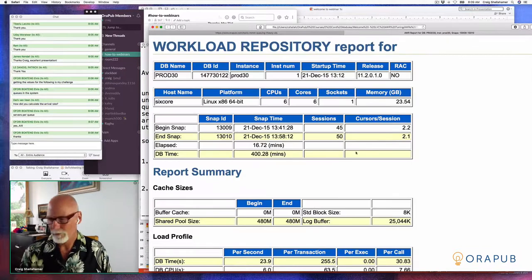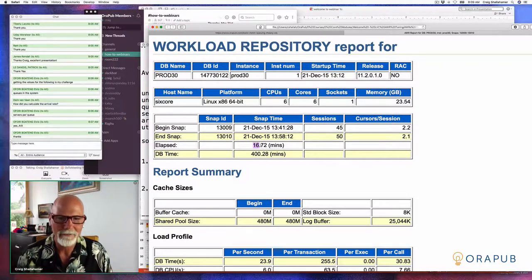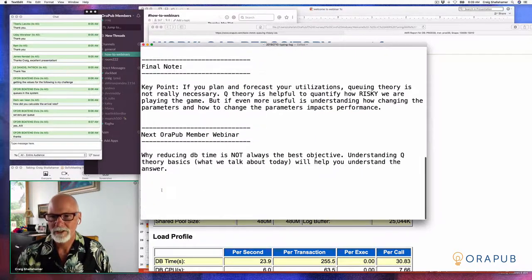Those of you that are watching, we're actually going to grab these numbers from the AWR report here. We need to know the elapsed time, which is a weird 16.72. So let's actually put this in. What I need to do is, this is the snapshot interval.